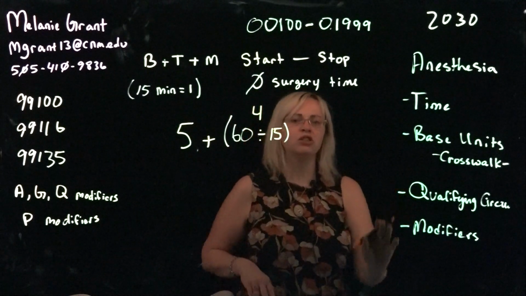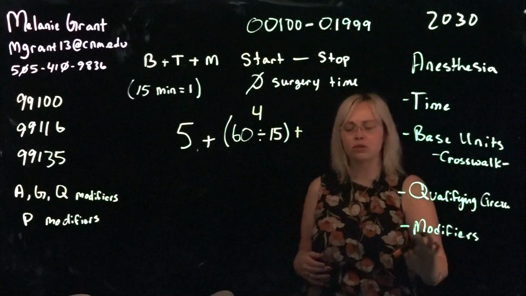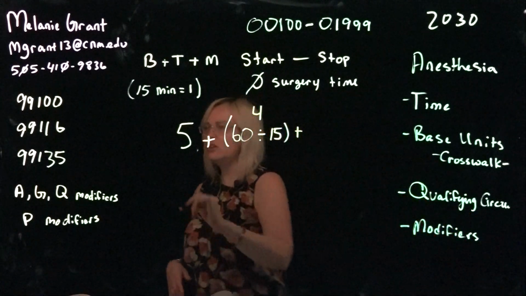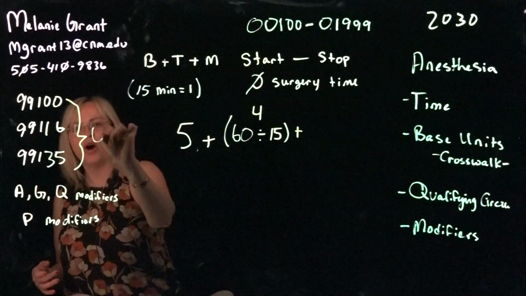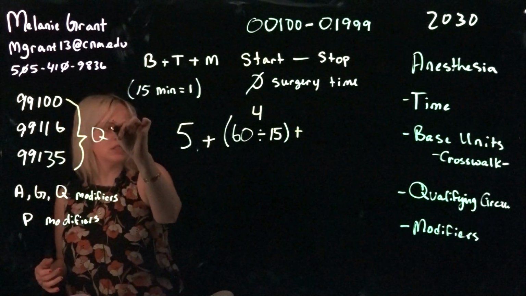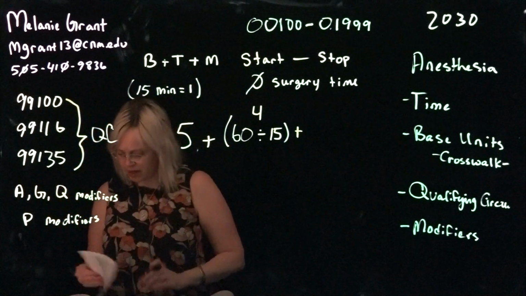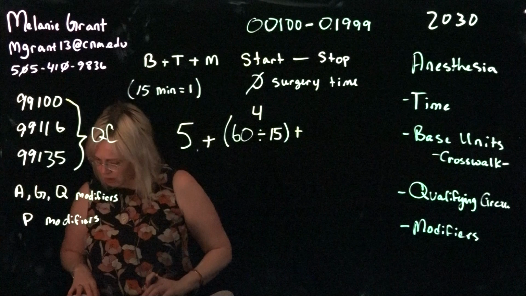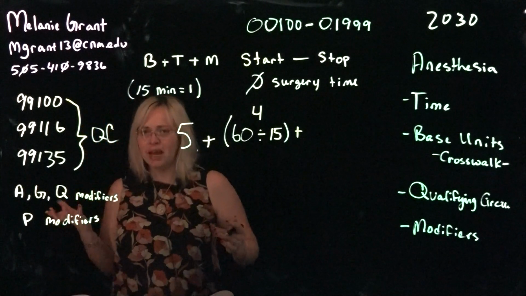Then you're going to determine if there was any additional qualifying circumstances or modifiers. So let's look at those qualifying circumstances and modifiers for a moment. These are your qualifying circumstances for 99100, 116, and 135. You'll find these referenced in your book on page 702, which are pretty basic.